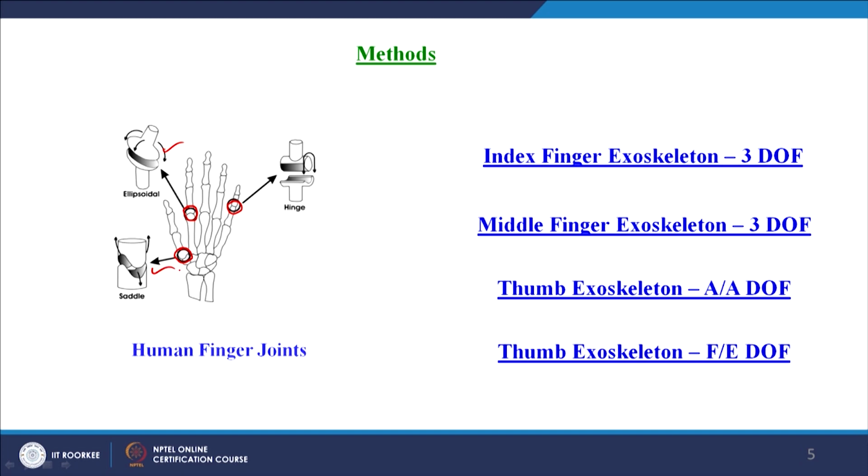Hence we have designed our exoskeleton for these 3 digits based on such degrees of freedom: the index finger exoskeleton has 3 degrees of freedom, and the middle finger exoskeleton also has 3 degrees of freedom, mainly for flexion extension. But the thumb we have designed with 4 degrees of freedom, where 3 degrees of freedom are for the thumb exoskeleton's flexion extension and 1 degree of freedom is for abduction adduction. Hence totally we have designed an exoskeleton for these 3 digits with 10 degrees of freedom.